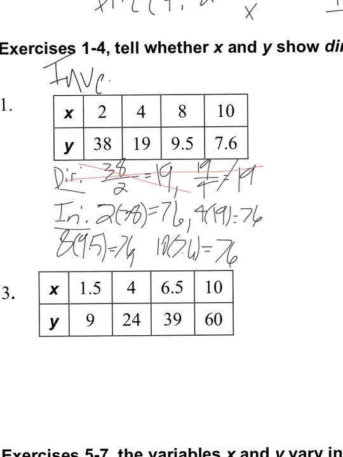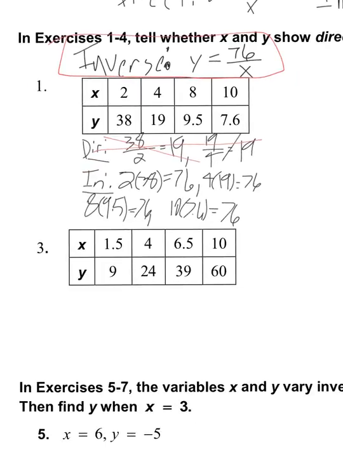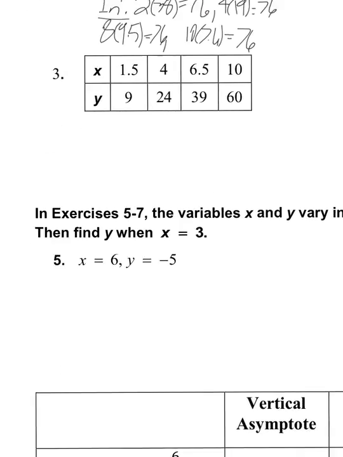And remember, inverse is a division equation, and direct is a multiplication equation. So to write your equation, you just take that a value, we got 76, and we say 76 divided by x. So that is all I'm looking for on this type of problem. So let's move on and do number 3.